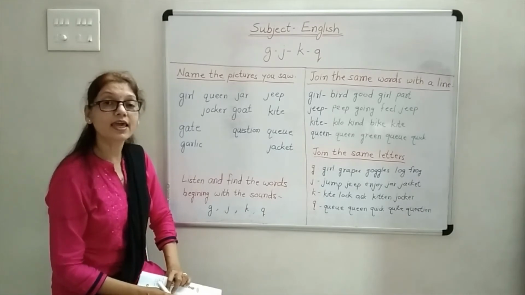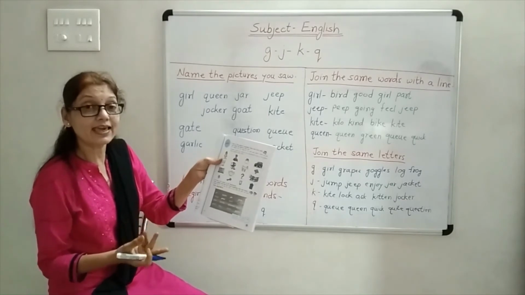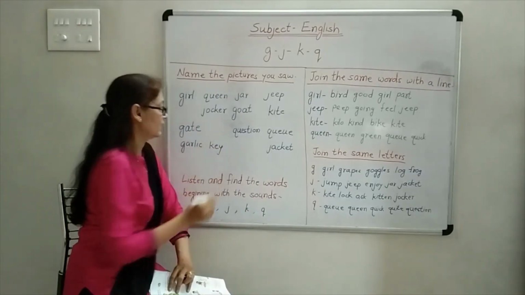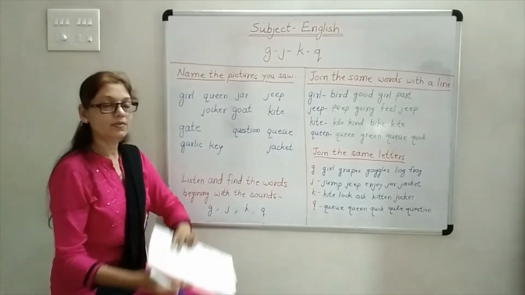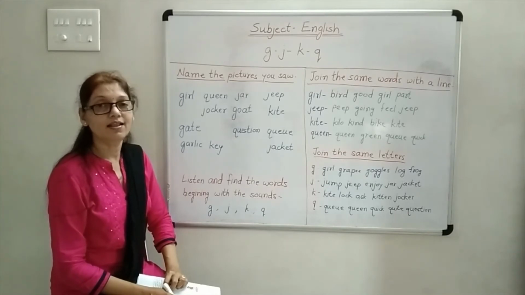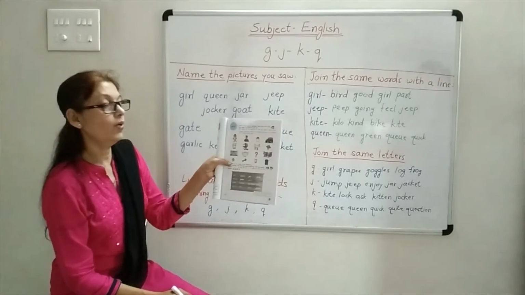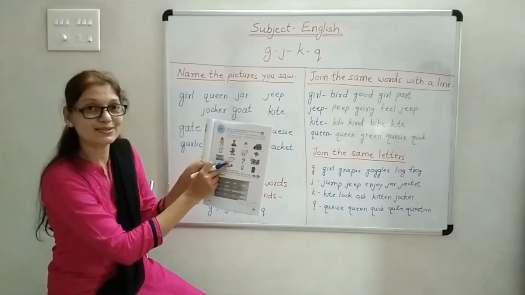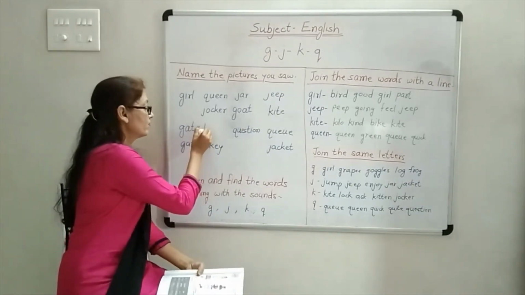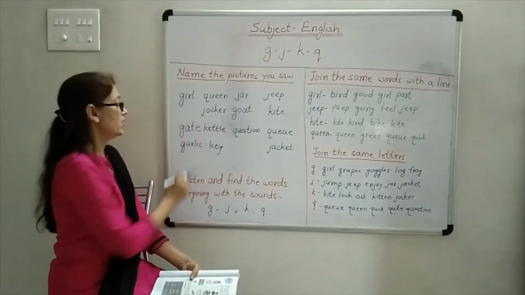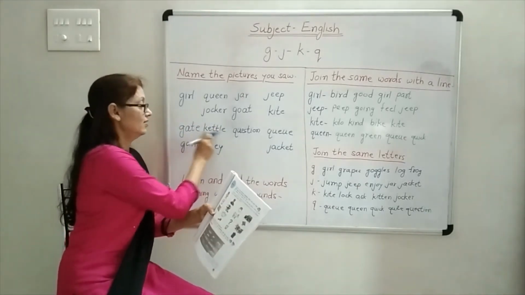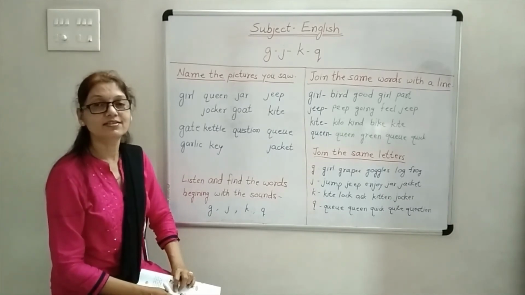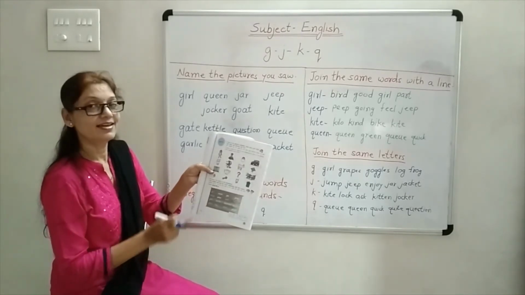Where is key? Key म्हणजे चावी. Key. किल्ली. Now kettle. Where is kettle? Kettle, can you see? Yes, this is a kettle. Okay. Now tell me, is it finished? One more. Kitten. Where is kitten? Here it is. Kitten.